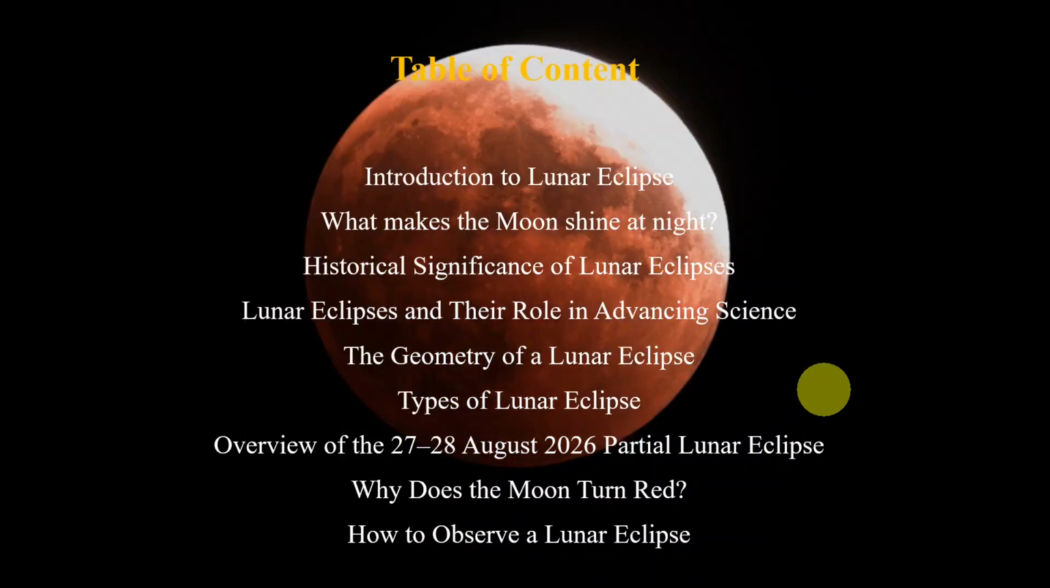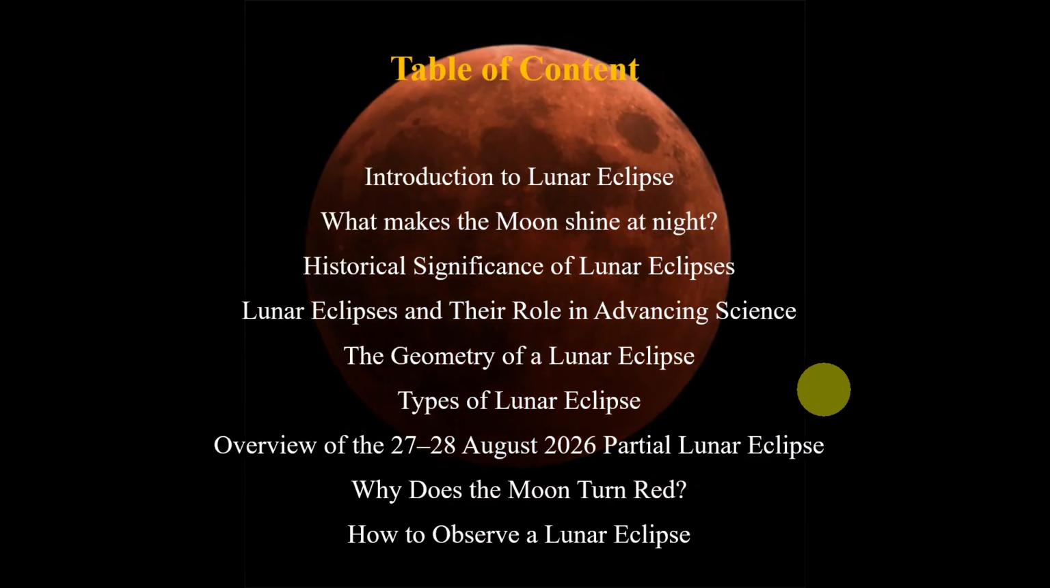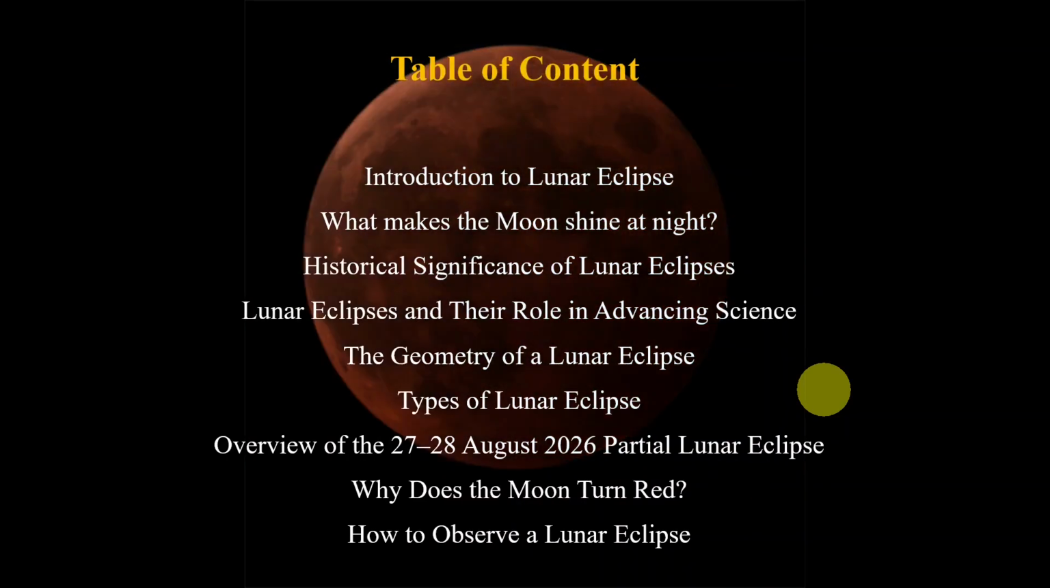As part of the table of contents, I will give an introduction to the lunar eclipse and what makes the moon shine at night. I'm going to emphasize that before I move on to the other parts. I'll give the historical significance of lunar eclipses, and talk about their role in advancing science, the geometry of lunar eclipses and the types of lunar eclipses that we have, and then I'll give an overview of the forthcoming lunar eclipse that we are expecting on August 27th to 28th.